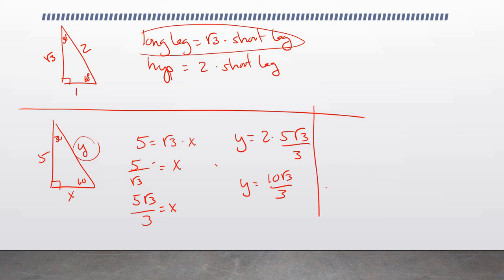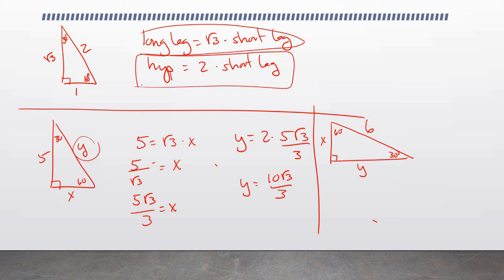Let me have you try one on your own. Let's draw it this way this time. Put the 30-degree here. So this is my short leg. This is my hypotenuse. So let's say that I give you the information that the hypotenuse is 6. Can you find the short leg and the long leg? So again, just knowing the hypotenuse, I can find the short leg by taking half of it. The hypotenuse, 6, is 2 times the short leg. So x is 3.